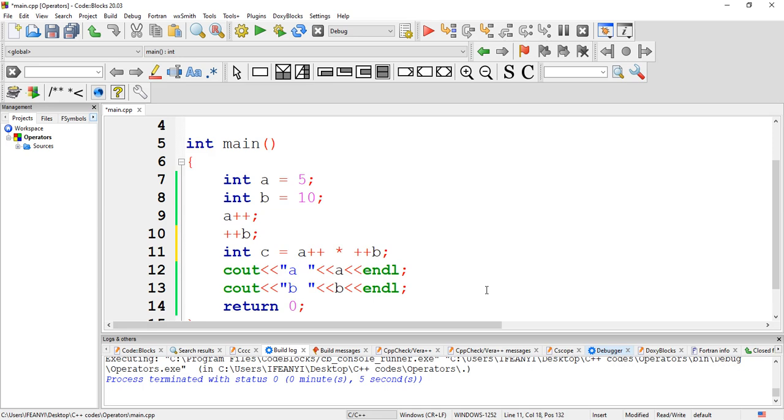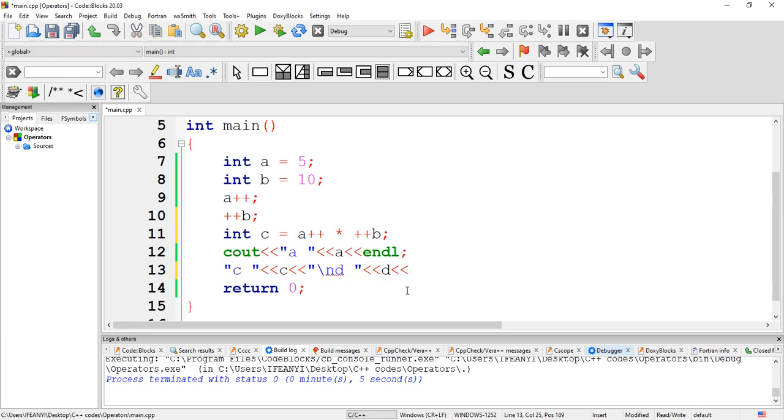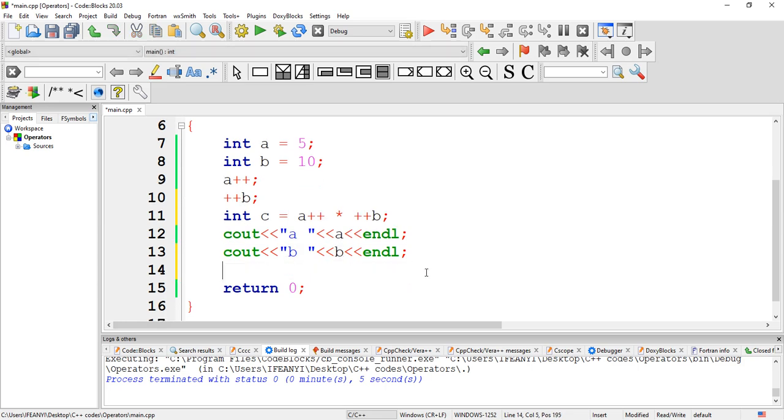On the left hand side of the multiplication symbol is a++, and on the right hand side of the multiplication symbol is ++b. So how would this be evaluated? I'll have to also print c. Sorry, let me copy it. And now say c. Excuse me. So what happens here?